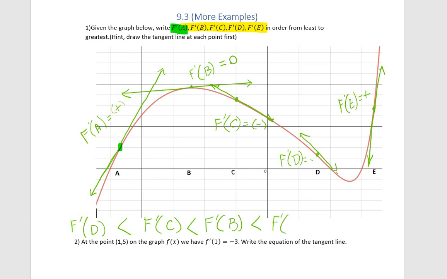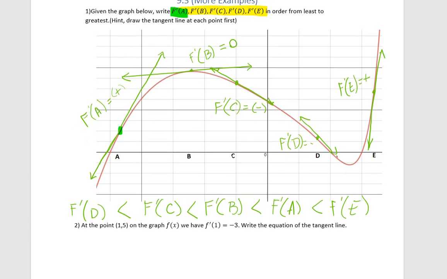Then we would have f prime of A. That one's positive, but remember, it's not as steep as f prime of E, which means it's going to be less than it. So we go from the most negative to 0 to the most positive.